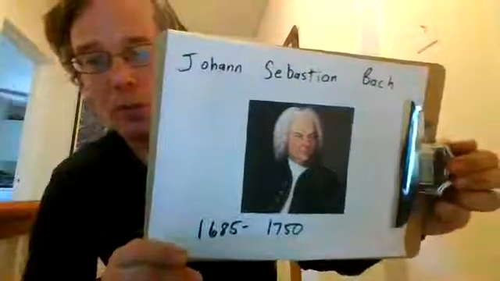So while you're thinking about that, let's talk a little bit about who Johann Sebastian Bach is. We also know him as J.S. Bach, just by his initials. Johann Sebastian Bach was born in the year 1685, and he died in the year 1750. And this is a picture of Johann Sebastian Bach.